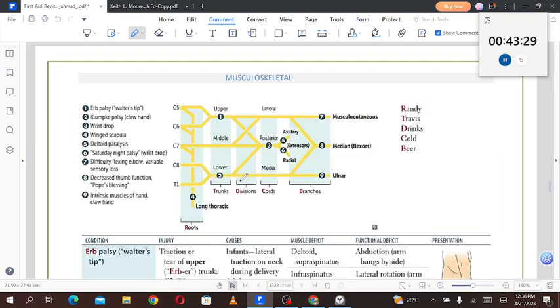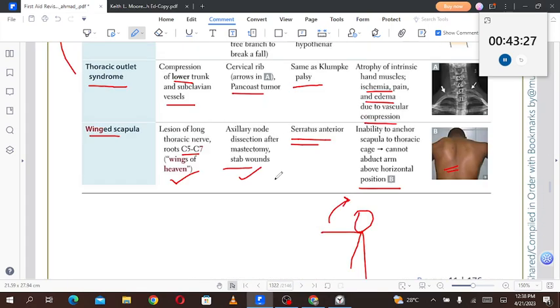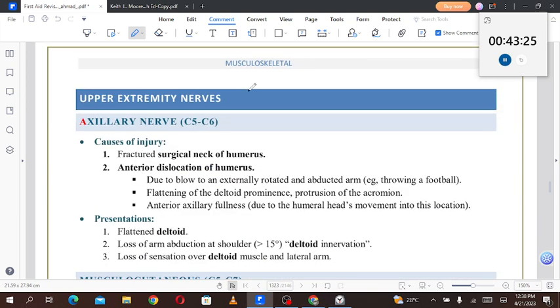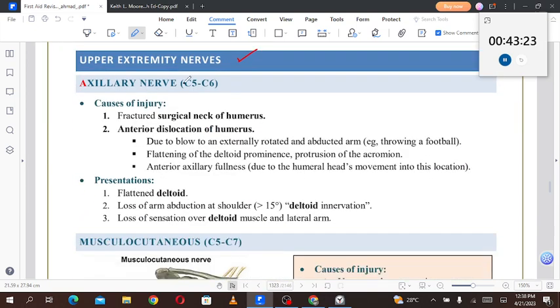So we talked about different types of injuries to the brachial plexus. Now we are going to talk about upper extremity nerves one by one. So axillary nerve injury, axillary nerve C5 to C6, causes of injury: fractured surgical neck of the humerus.